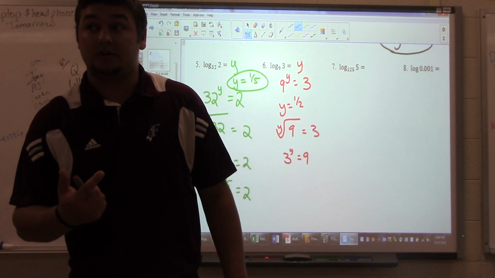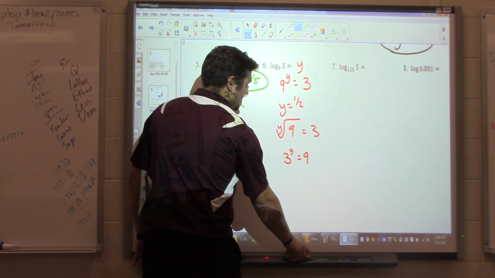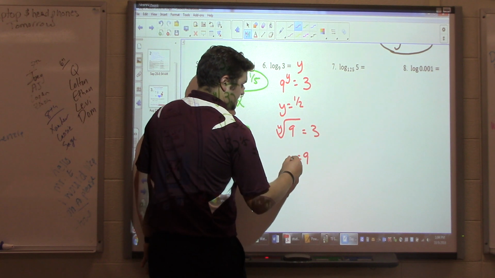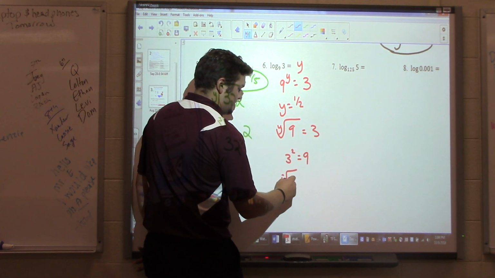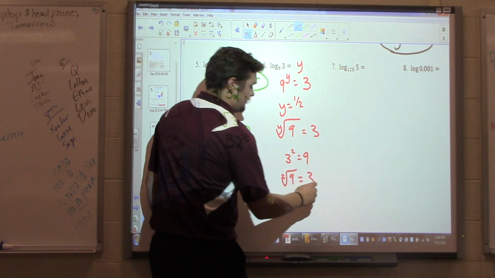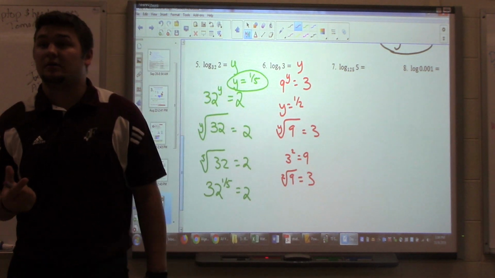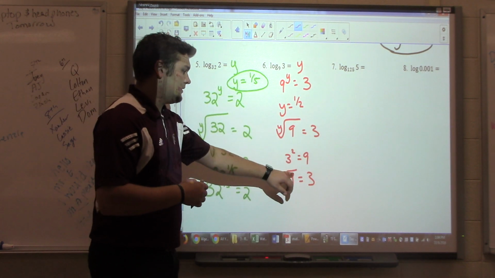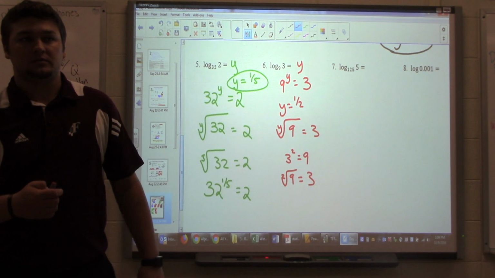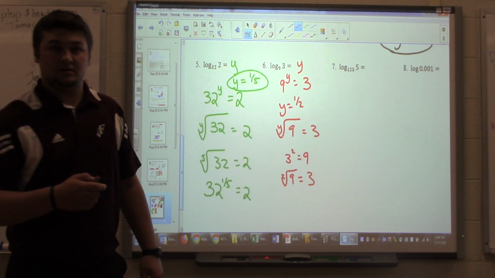3 to what power equals 9? 2. So I know if I want to go the opposite way, if it's 3 to the second power equals 9, the second root of 9 would give me 3. So if you need to, work it backwards. Just know that 2 will not be your answer. It's going to be 1/2 instead of 2. Does that make sense? Hopefully I didn't confuse you anymore.